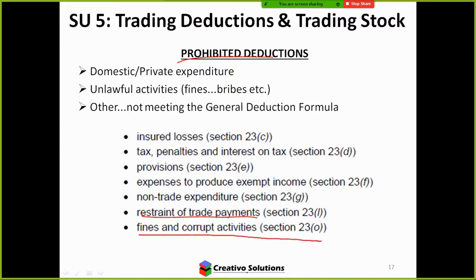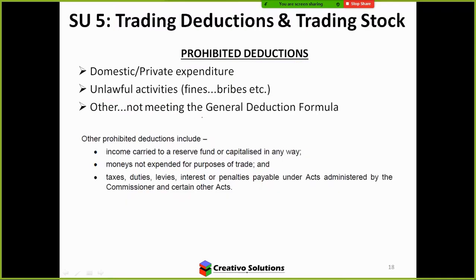Yes. And then the last one is what we spoke about earlier. Fines, unlawful activities cannot be included as a deduction. And then the last bit, other. Other prohibited deductions include income carried to a reserve fund, monies not expended for the purposes of a trade, and any taxes, duties, levies, interest, penalties, etc. Obviously under the SARS Income Tax Act, from the Commissioner.